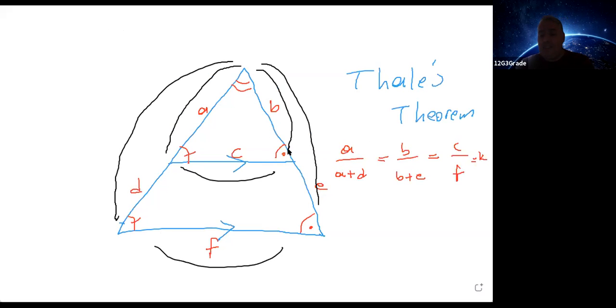Okay, in the small triangle, A is opposite of this angle. So denominator, in the big triangle, opposite of the same angle, the side length is A plus D. In the small triangle, B is opposite of this angle. So in the big triangle, opposite of this, I have this side, B plus E, for that reason. So let's go now to the question.